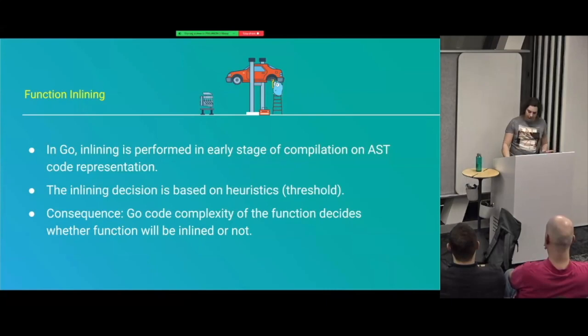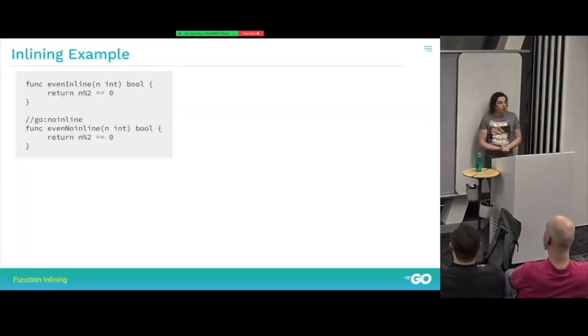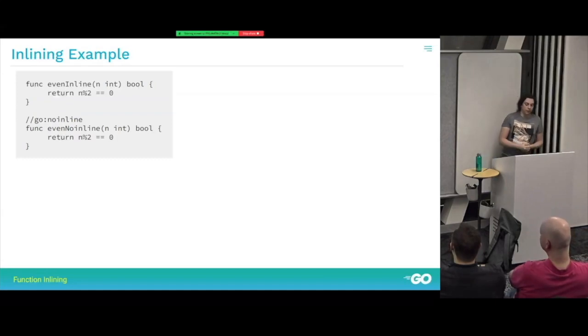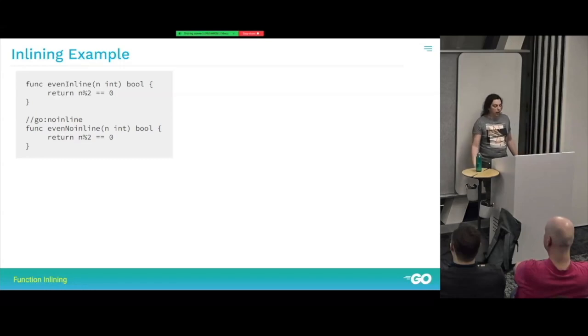So when we have some example, I have just 2 functions that check whether an integer is even. And the first one is just a simple one-liner. The second one differs just by the Go no inline directive. So this directive just tells the Go compiler, please do not inline this function. It actually prohibits inlining of the function. It's not much useful in production code. It's mostly for presentations and benchmarks.